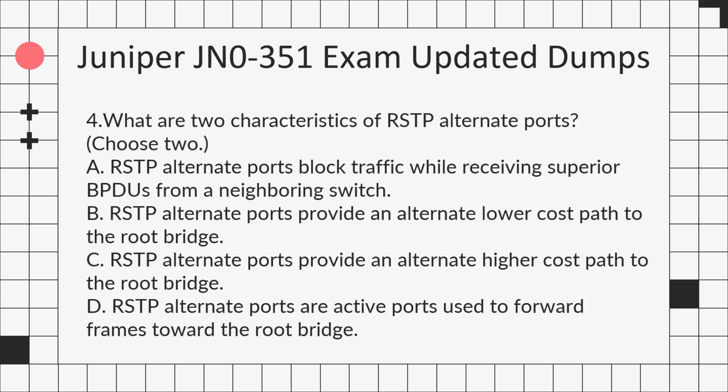4. What are two characteristics of RSTP alternate ports? Choose 2. A. RSTP alternate ports block traffic while receiving superior BPDUs from a neighboring switch. B. RSTP alternate ports provide an alternate lower cost path to the root bridge. C. RSTP alternate ports provide an alternate higher cost path to the root bridge. D. RSTP alternate ports are active ports used to forward frames toward the root bridge.